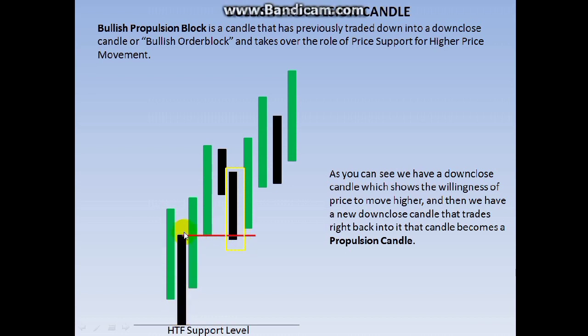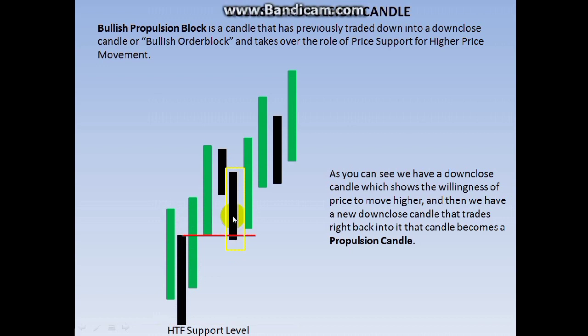So this was a bullish order block, right? We had the last down candle before this expansion move, and price retraced back down. So this down close candle that traded back into this previous bullish order block is known as the proportion candle. Okay, so this right here is our proportion candle, because it trades back down into a previous bullish order block.